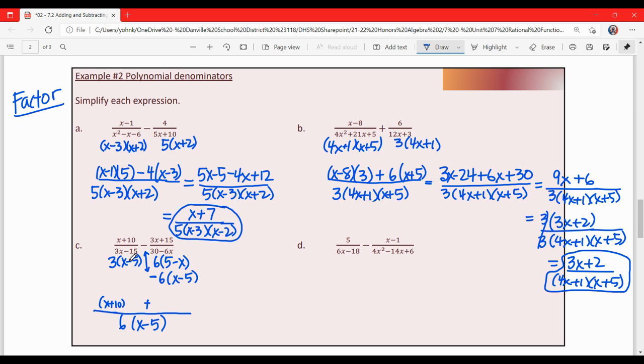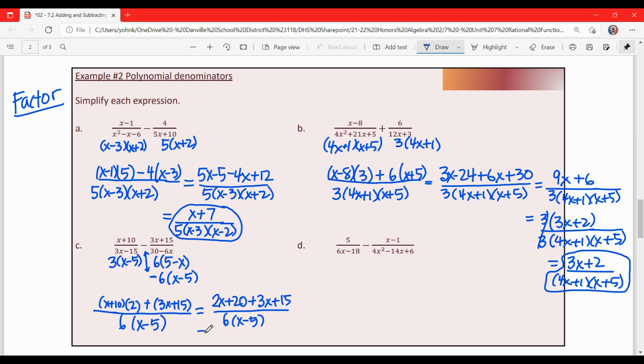All right, top left, I have an x plus 10. If I compare it, I got the x minus 5, but I only have a 3 and I need a 6, so that means I've got to multiply by 2. Then I have a 3x plus 15, and let's compare. Ooh, I have everything I need, so I don't have to do anything else. Now distribute. That gives me 2x plus 20 plus 3x plus 15. And on the bottom, 6 times x minus 5.